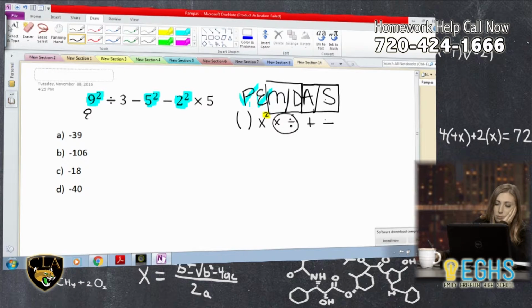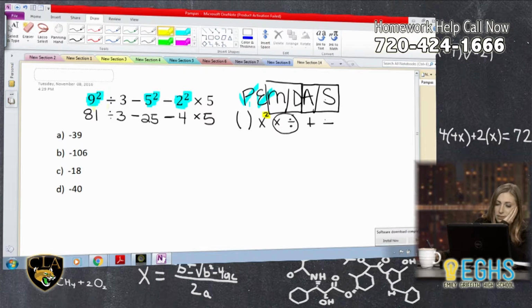So 9 squared, we're going to get 81. 5 squared, we get 25. And 2 squared, we get 4. As I mentioned before, everything else we're going to rewrite. So we're going to say 81 divided by 3 minus 25 minus 4 times 5. So there's our exponents. We got those done. Simplified those.